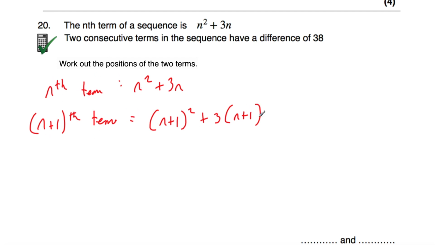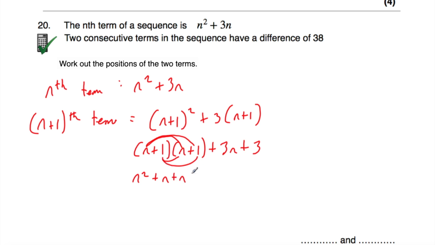Now here, let's expand and simplify this. So we've got n plus 1 squared, that means n plus 1 multiplied by itself, so n plus 1 times n plus 1. And then we've got plus, and let's expand our brackets here. We've got 3 times n, that's 3n, and 3 times 1 is 3. And now let's expand these brackets. So we've got n times n, that's n squared. We've got n times 1, that's plus n. We've got 1 times n, that's plus n. And we've got 1 times 1 is plus 1. And we've still got our plus 3n plus 3 on the end.